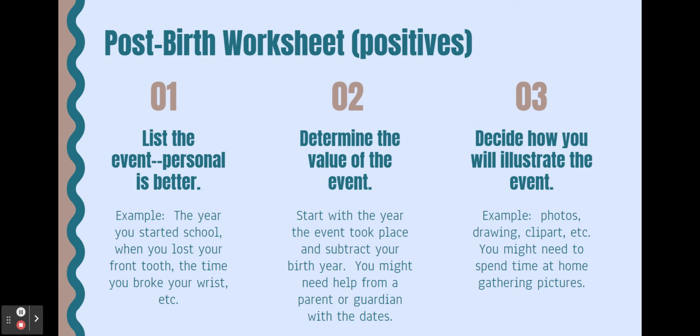Again, if you're having a hard time coming up with personal events, you could use something that happened in the world at large, something that matters to you. Second, you'll determine the value of the event. You do this exactly like the pre-birth worksheet. Start with the year the event took place and subtract your birth year. You might need help from a parent or guardian with the dates if you're not sure, or you could look up the dates on the internet if you're using something that happened in the world.